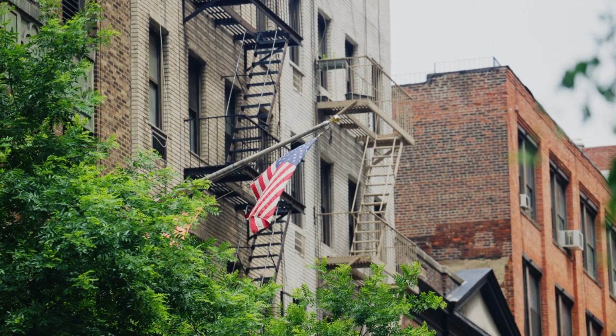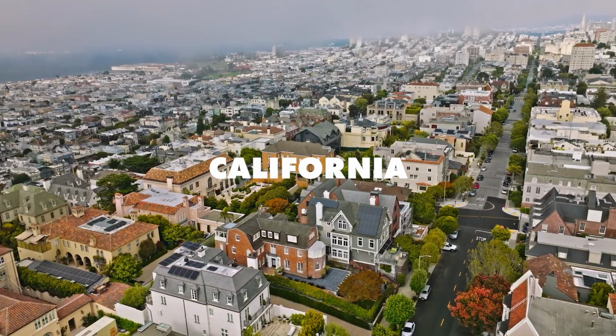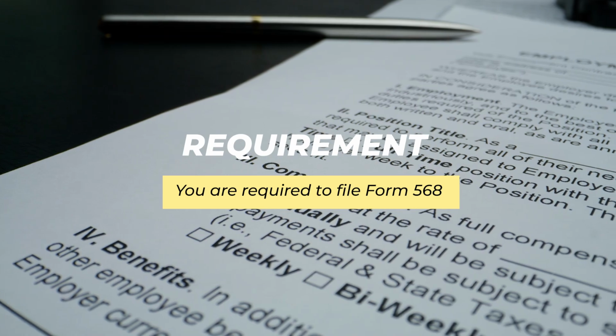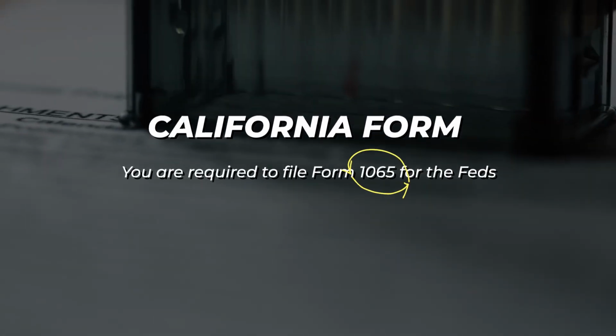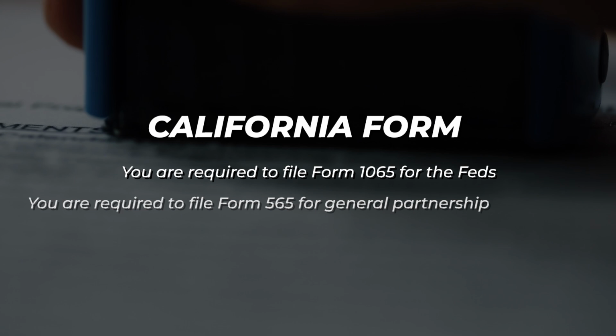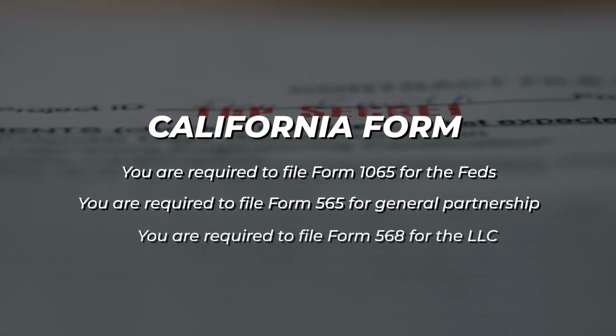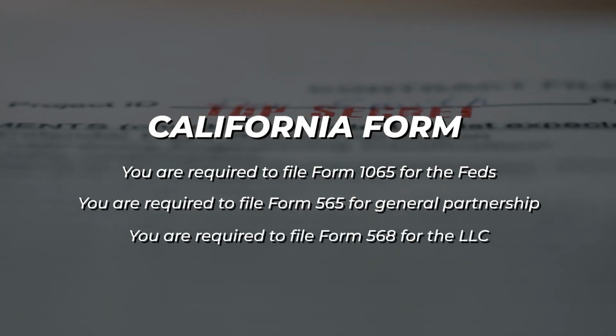Now, every state has a different requirement. For LLCs within California, where we're located, you will have to file a Form 568, which is the California form. You would need to file the Form 1065 for the feds and the Form 565 if it's a general partnership, or a 568 if it's an LLC with California.